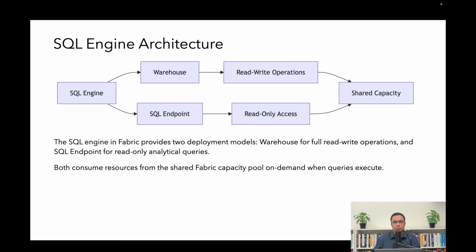Both of these consume resources from the shared Fabric capacity pool on demand when queries execute. Neither of them requires you to provision dedicated compute. You're not sizing SQL pools or managing compute resources at all. When a query runs, it consumes the capacity units. When it completes, those resources are released. This on demand model is different from traditional SQL data warehouses where you typically provision a certain amount of compute and pay for it continuously. In Fabric, you're only consuming capacity when queries are actually running.